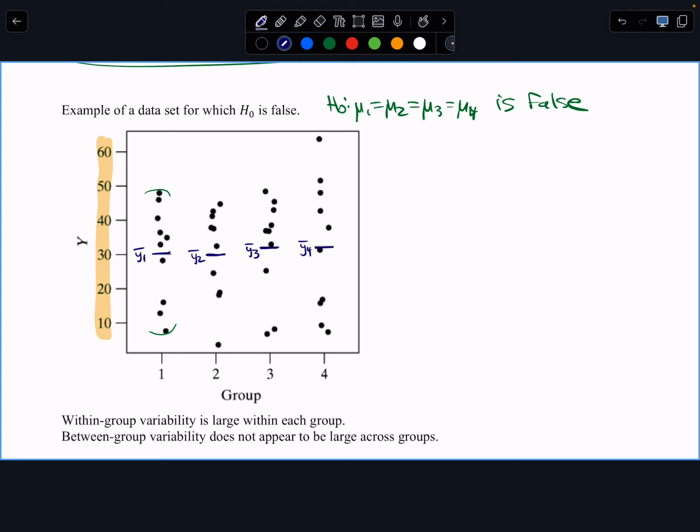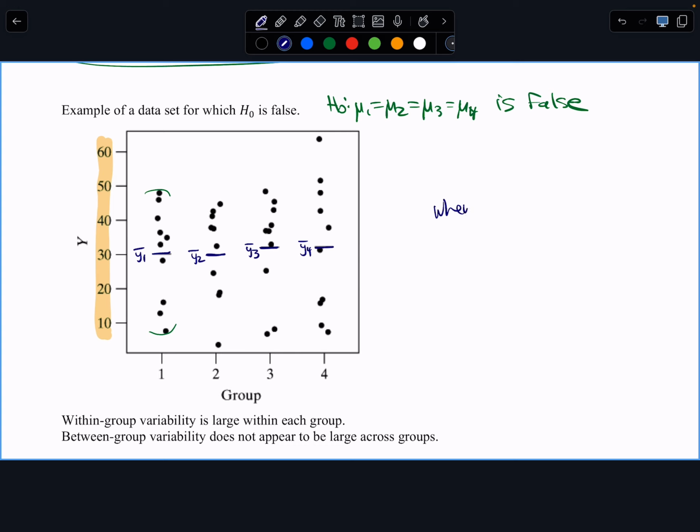All right? And so the point that I'm trying to make here is when our within group variability is large, it clouds our judgment from really being able to see that these means here are different. So they may be very different, they may not. We have to go through the actual test to see that. But this data was simulated so that the null hypothesis is false. So those means are in fact different. But again, when our within group variability is large, it's hard to see that.